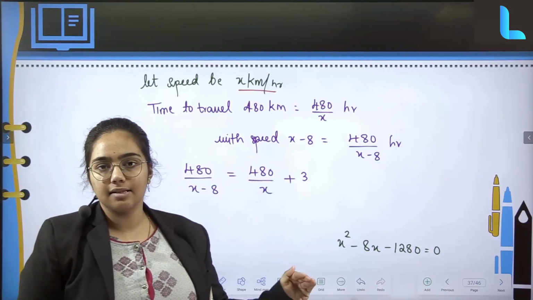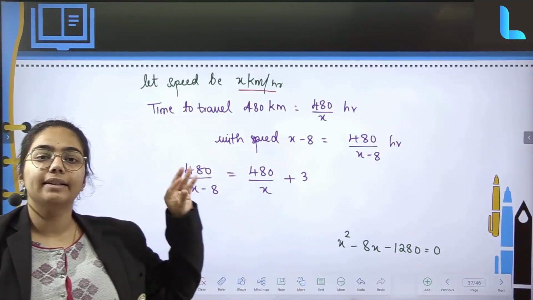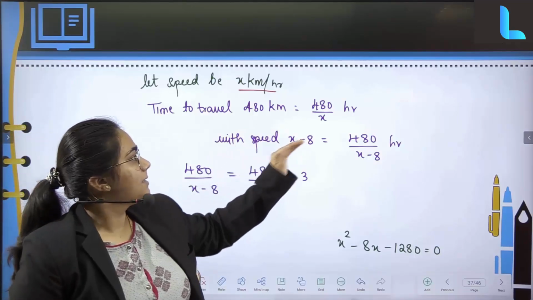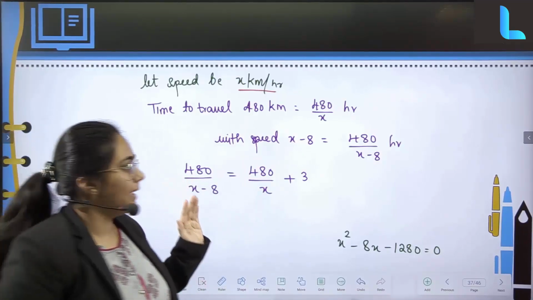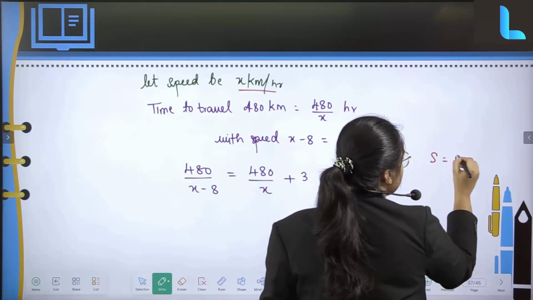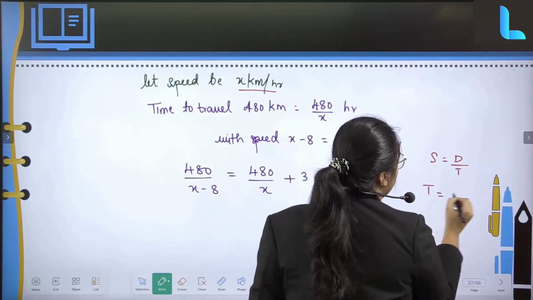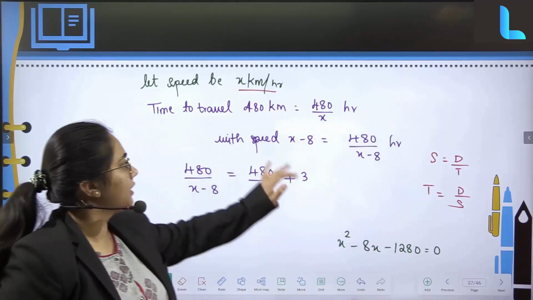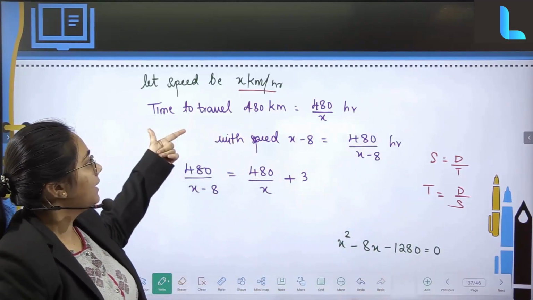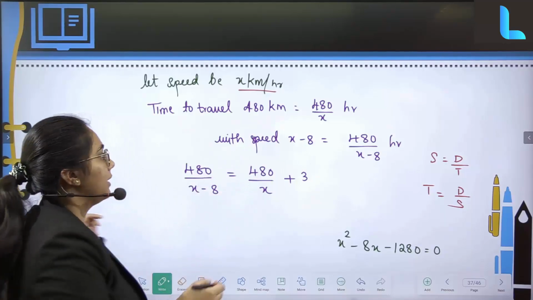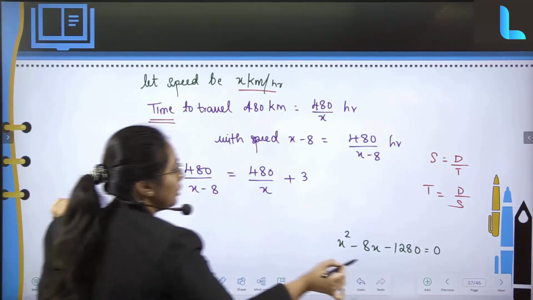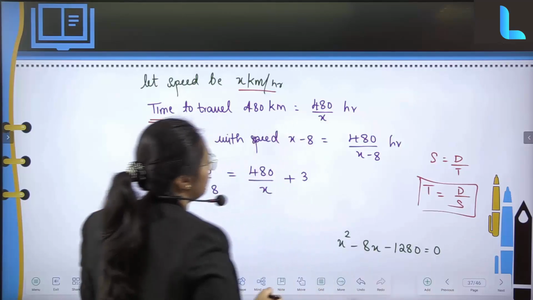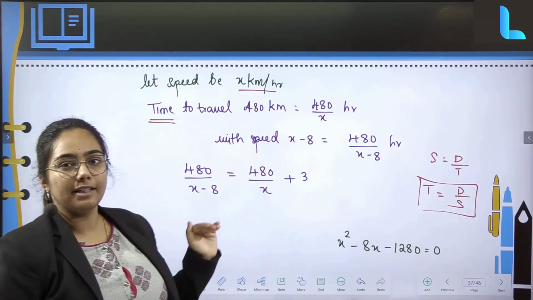Speed is equal to distance upon time. So suppose I want time only, it is going to be distance upon speed. So when I'm substituting the values, the time to travel 480 kilometers, using this formula, is going to be equal to distance divided by speed.